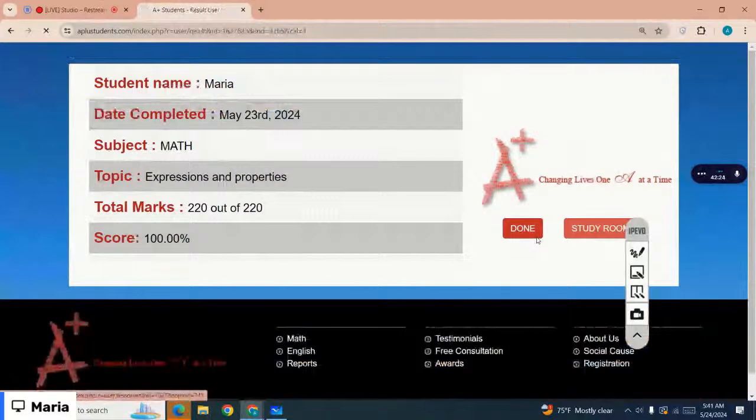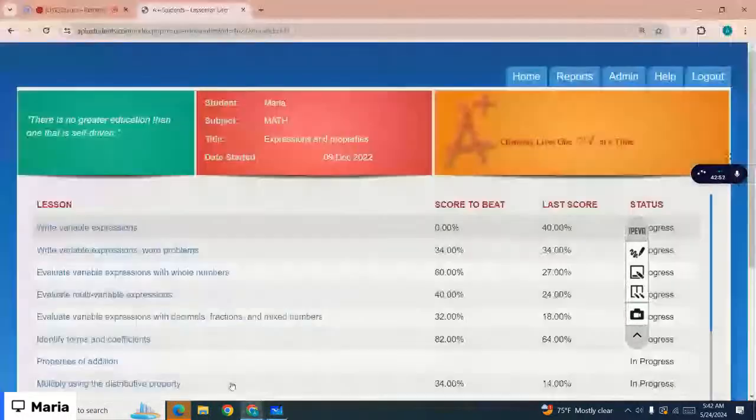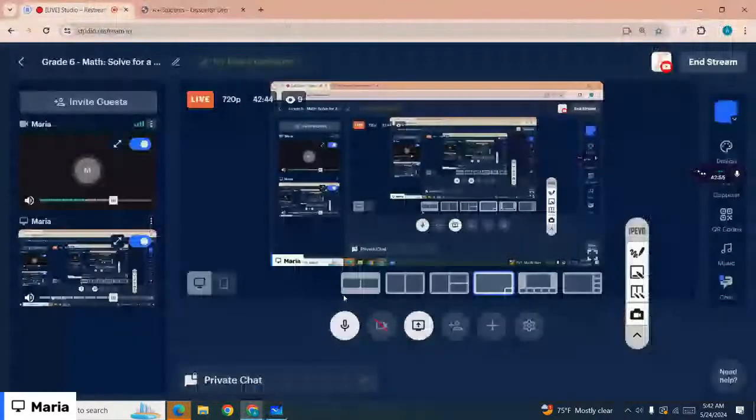So we were working on grade 6 math. The chapter we were working on is expressions and properties. And the lessons we have covered today are solve for a variable using properties of multiplication, properties of addition, properties of multiplication, and identify equivalent expressions, right? So please make sure before the next session, you complete all the practice questions for the lessons we just did. That is your homework until next session, right?